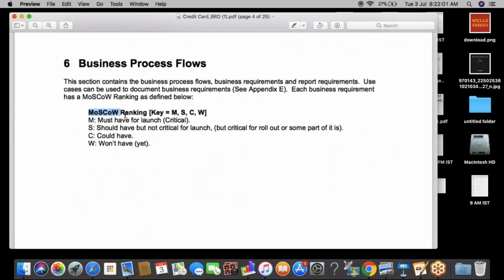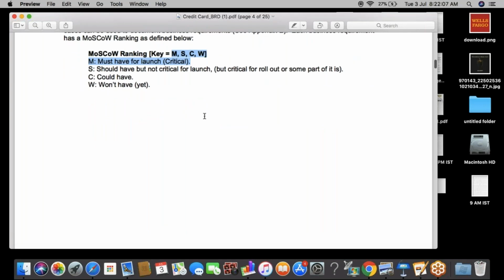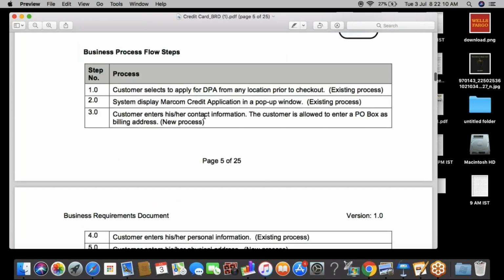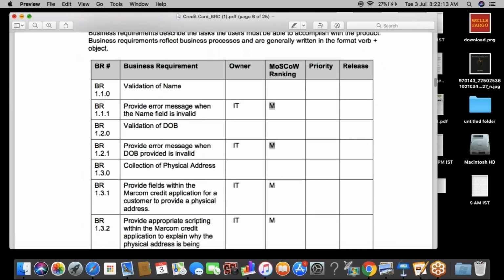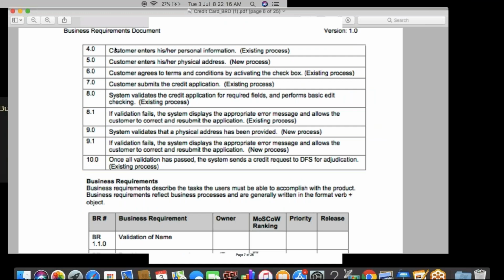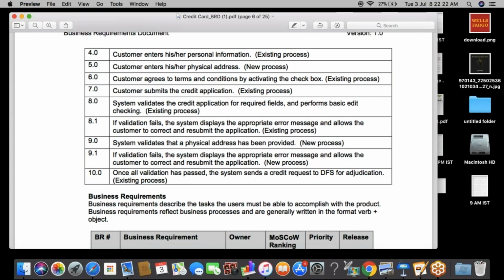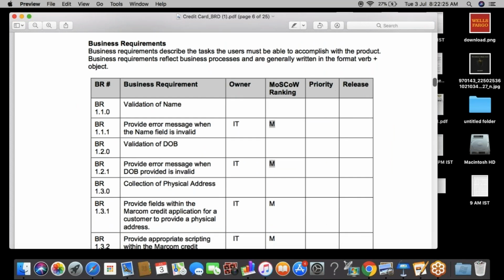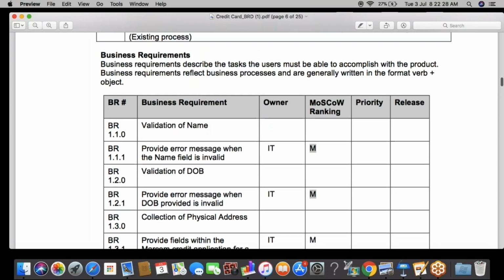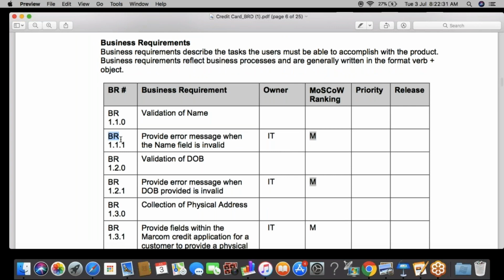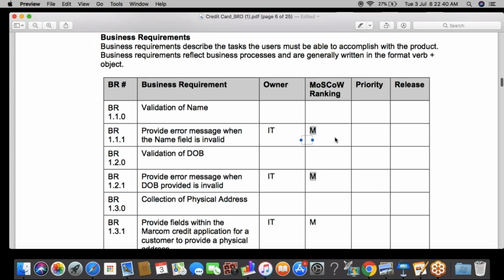So you can see here Moscow ranking, MSCW. Moscow ranking, and this is the requirement template. You can see, right, requirement template. See here. First one, requirement one: provide error message when the name field is invalid. Moscow ranking M. In this, it's a credit card call center application.